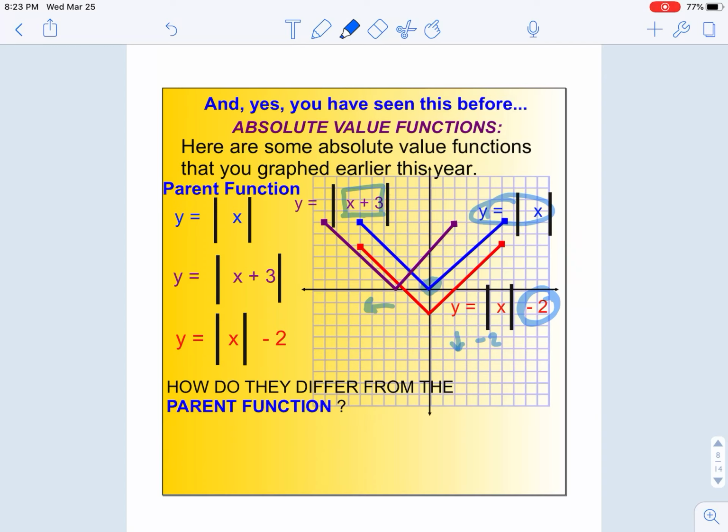So again, you have seen this before. So just kind of access that part of your brain and we'll take off from that, right? Inside the parentheses, we're talking about left and right.